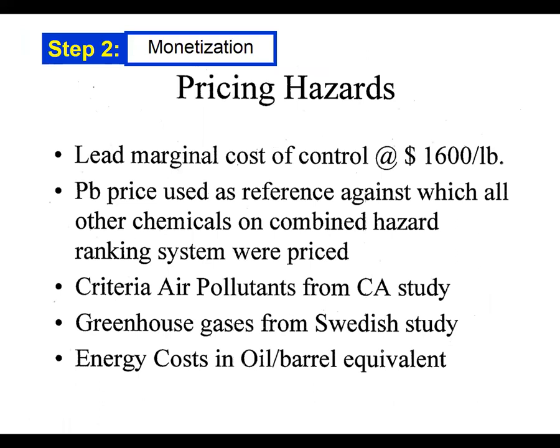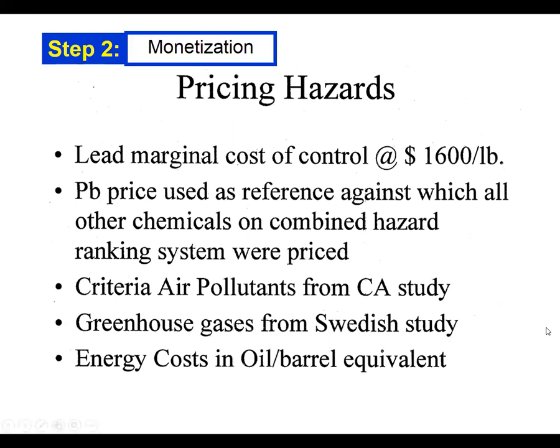Once we had that hazard ranking, we also wanted to come up with a way to monetize cost. And so lead was on that list. In the literature, lead is probably one of the most researched pollutants out there, primarily because it impacts children, and there's good data on what it would cost to control lead. It came down to $1,600 per pound. So we used that in the ranking system as the baseline, and based on the hazard ranking, we would use that to compare lead to things that are higher or lower on that hazard ranking to come up with a price.